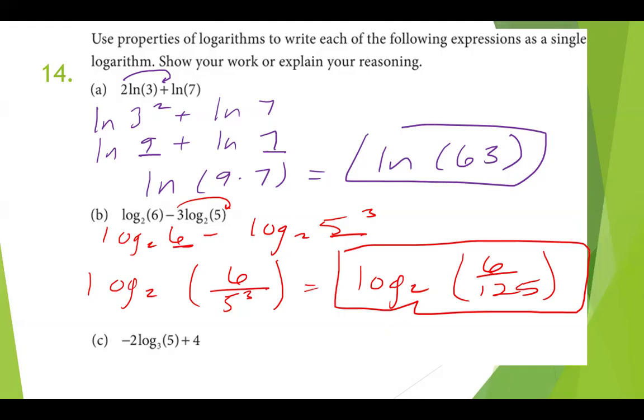All right. On our last one, we have -2 log base 3 of 5 plus 4. So that -2 is going to go to the 5. How do we do here? So you end up with log base 3, 5 to the -2 plus 4.